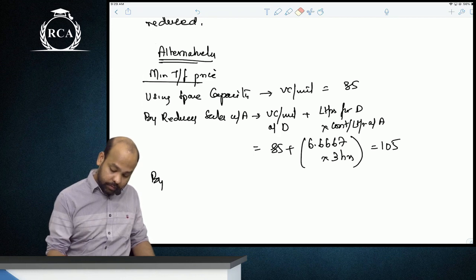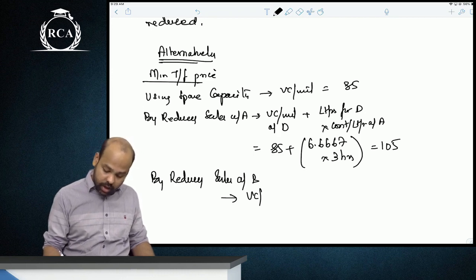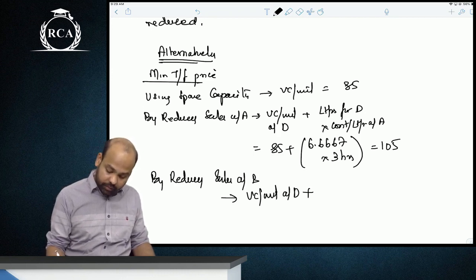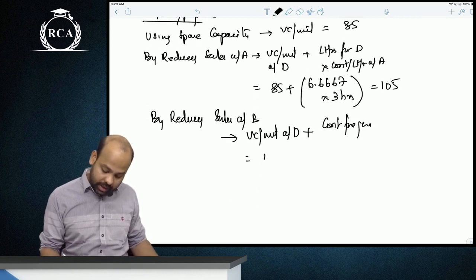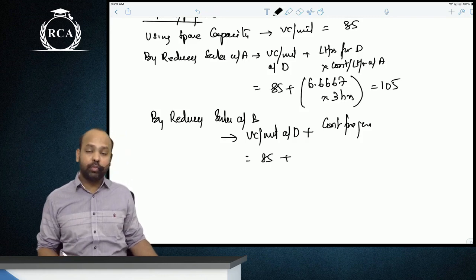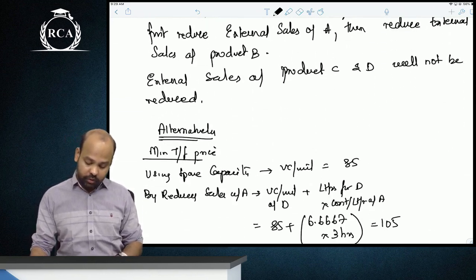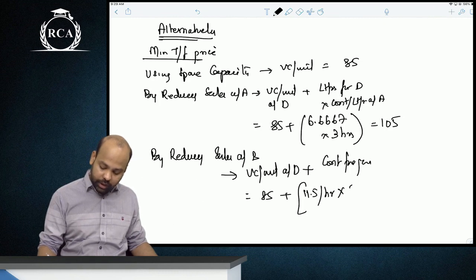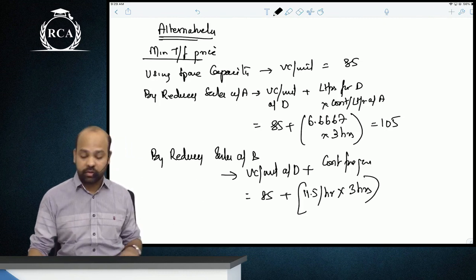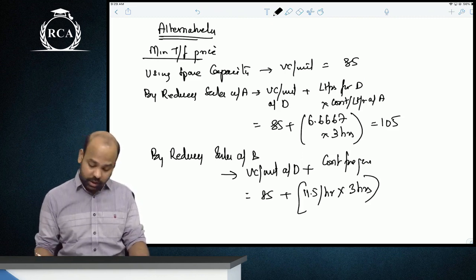Next, we don't need to do both in the exam. What if I want to reduce sales of B next in the order? I will write the variable cost of D plus the contribution foregone. Please understand, I will need 85 rupees to manufacture D. Product B was giving us a contribution of 11.5 rupees. So for every hour I remove from product B, I am foregoing 11.5 rupees, and I need 3 hours to manufacture this. 34.5 plus 85 is 119.5.